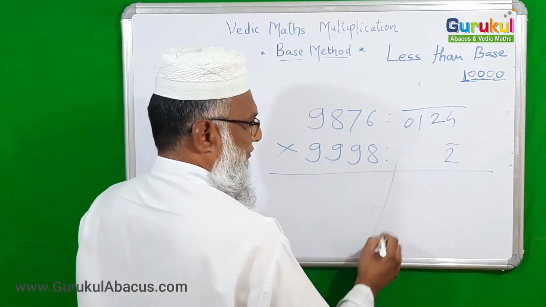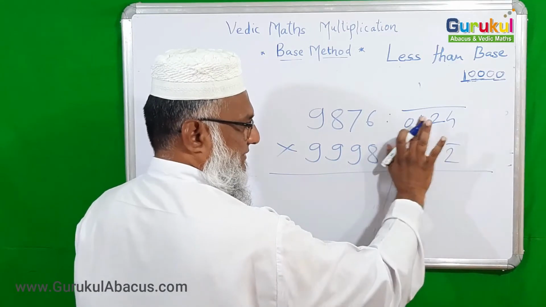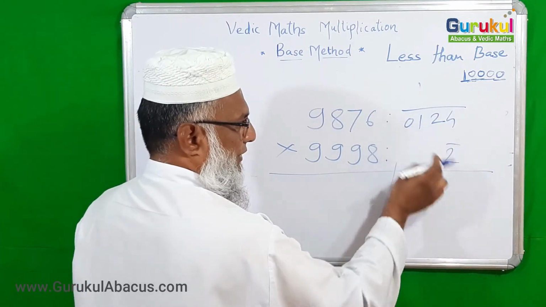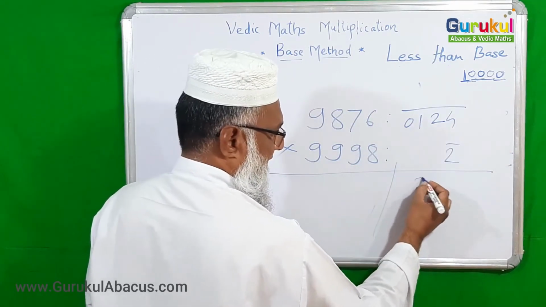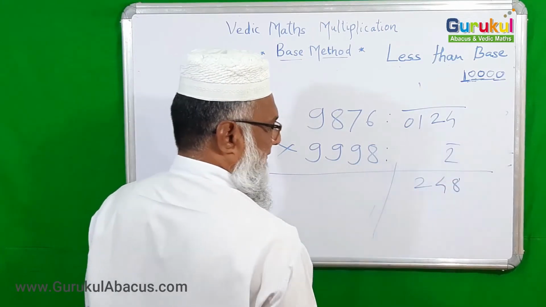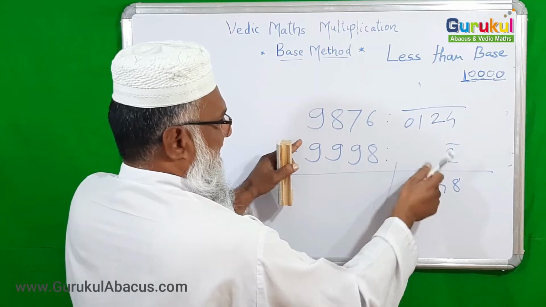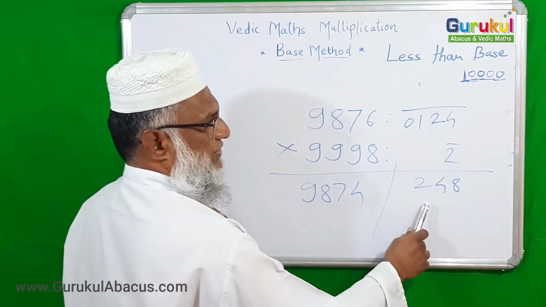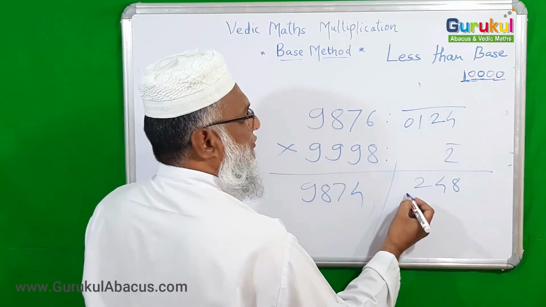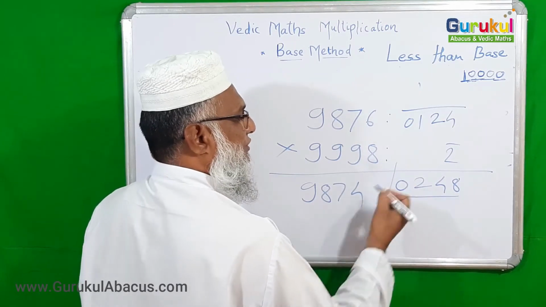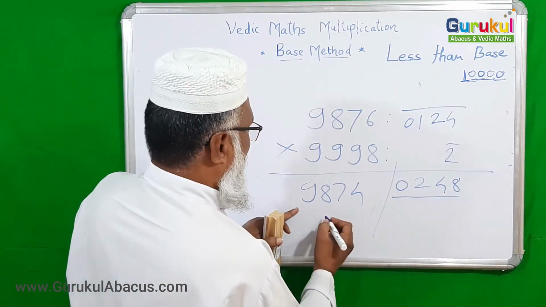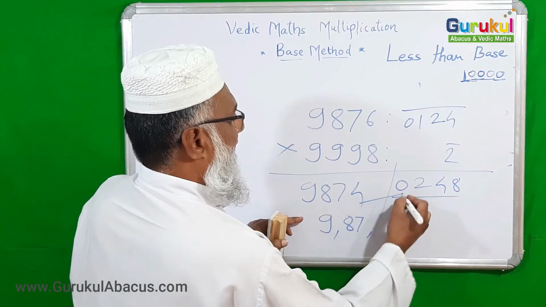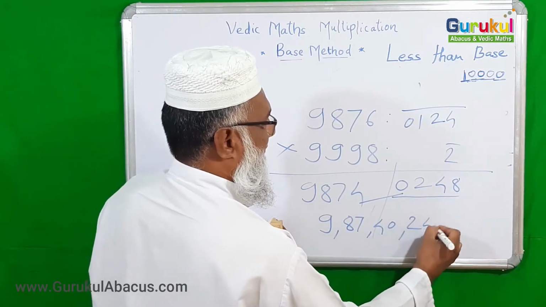Now here also you can mentally separate 124, and then do 124 times 2, which is 248. This number minus this number, I am getting 9,874. Here, observe: base has 4 zeros, and here only 3 digits are there. So I should add one more 0 to complete the answer. So the final answer I am getting is 9 crore 87 lakh 40,248.